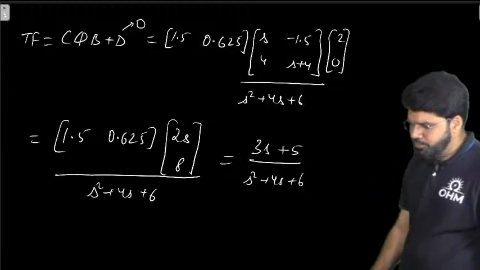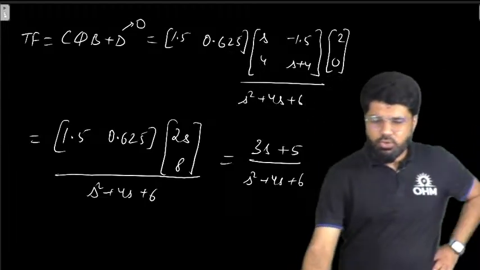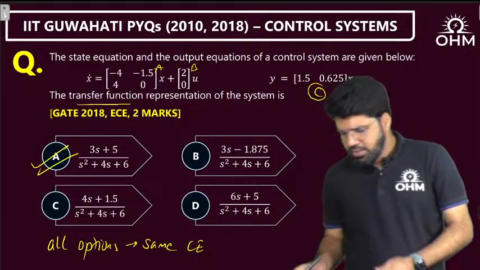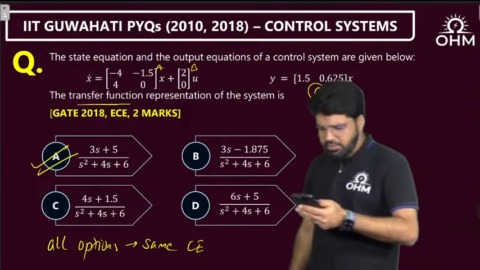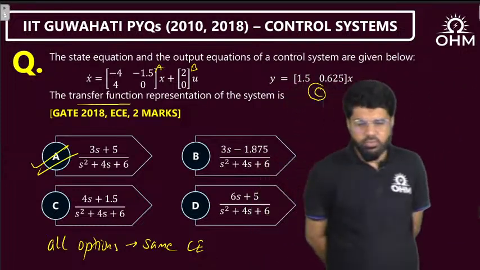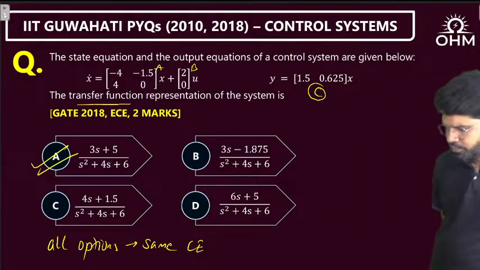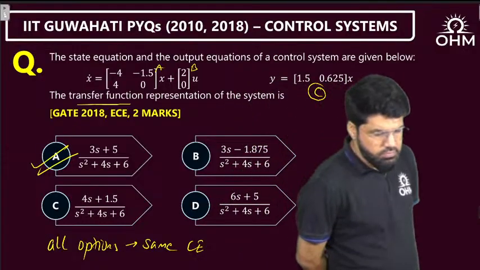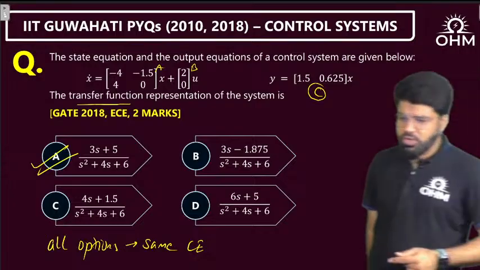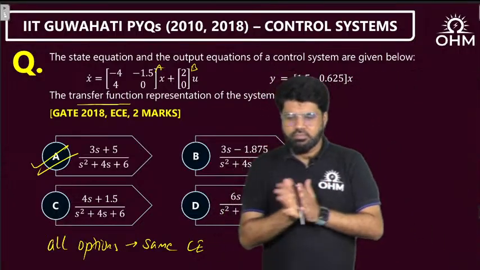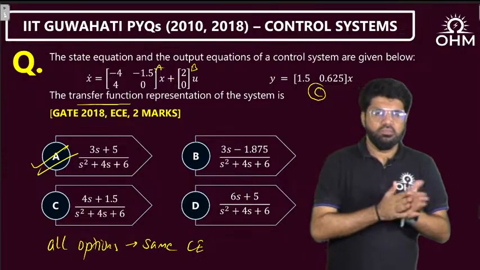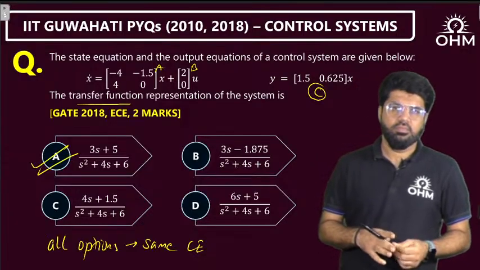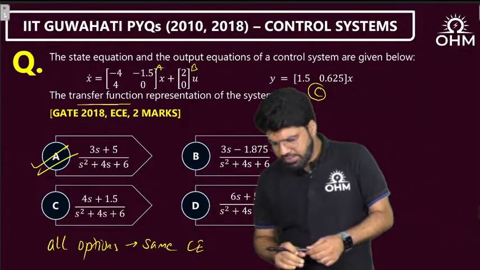Finish. What is there? 3s plus 5 upon s square plus 4s plus 6. A is the correct answer. Yes, A is the very correct answer: 3s plus 5 upon s square plus 4s plus 6.